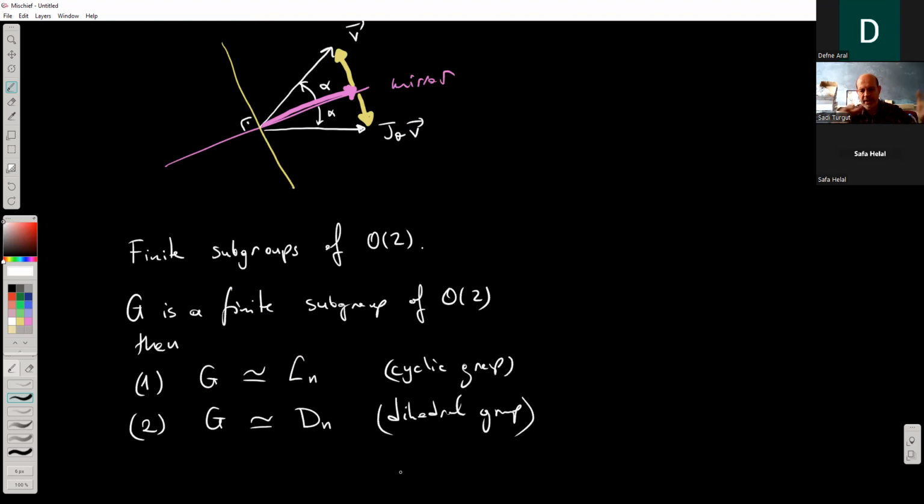There are some explanations in the notes, so I don't have to explain how we reached that result or the details. You may want to read this part. There's also a corresponding theorem for the three-dimensional rotational groups as well.